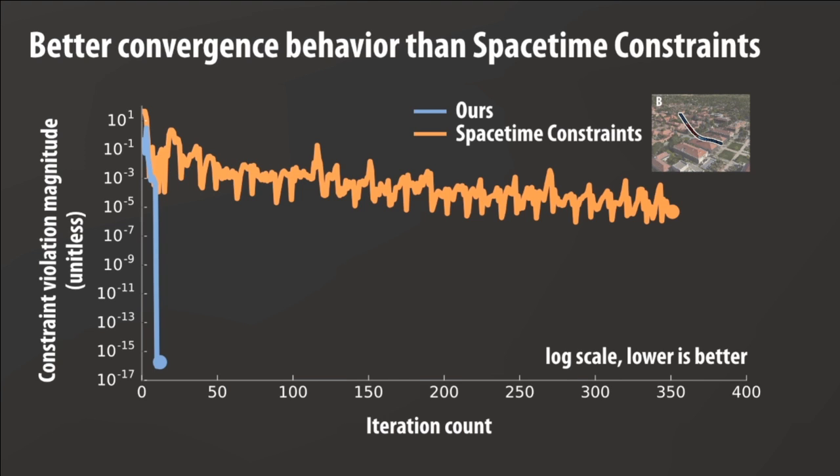We see evidence of this claim in this plot. Here we show the total magnitude of the constraint violations for each method as a function of iteration count. Notice that our method is able to make very rapid progress in satisfying all of its constraints. In contrast, space-time constraints must spend significantly more iterations only to reduce the severity of its constraint violations by a modest amount. We performed this convergence experiment on trajectory B in our dataset, which was the trajectory where our method took the longest to converge.